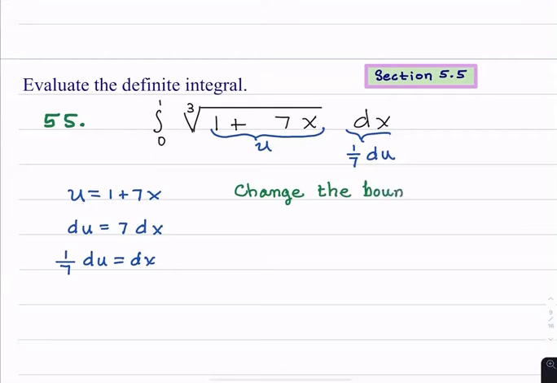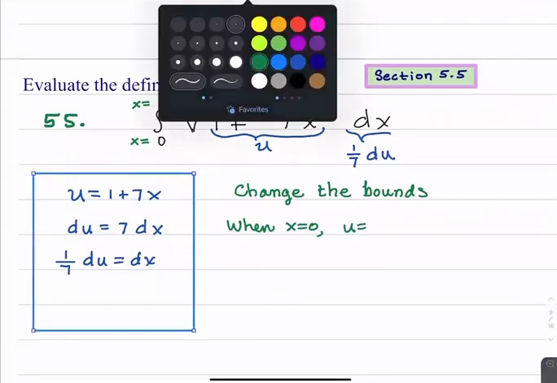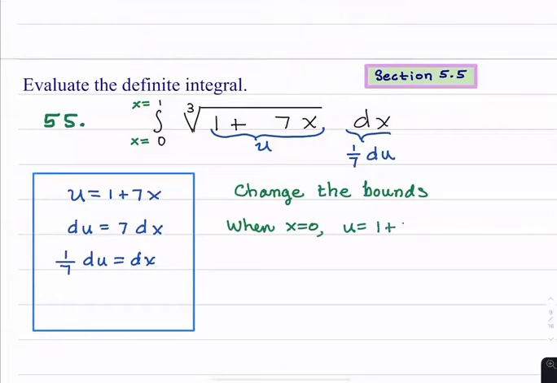Well, what do I mean by that? Keep in mind that these bounds are the values where we start and finish x. But I'm going to substitute, and the whole integral will involve u. So I want to have bounds that are the start and end of u values. When x equals 0, u is a function of x. U equals 1 plus 7x. So u is going to be 1 plus 7 times 0, which is 1.